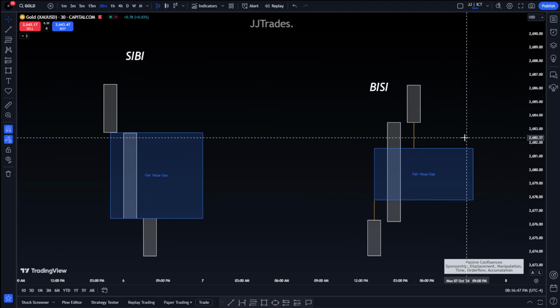But I hope I gave you a pretty good teaching of what fair value gaps are, and the in-depth explanation of what fair value and fair value gaps are. But I know you guys got to get going. There's stuff I got to do too.